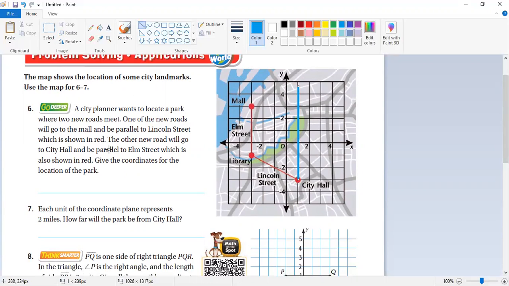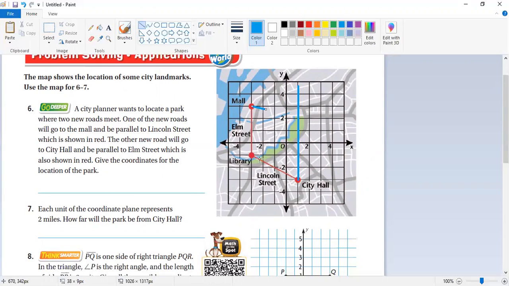Clear? The next one they said is that one of the new roads will go to the mall, but it should be parallel to Lincoln Street. So from the mall, if you draw a straight line, see, again, I'm telling you it cannot be like this because it's not a parallel line. It cannot be like this. It is also not a parallel line. So how are you going to draw a parallel line?